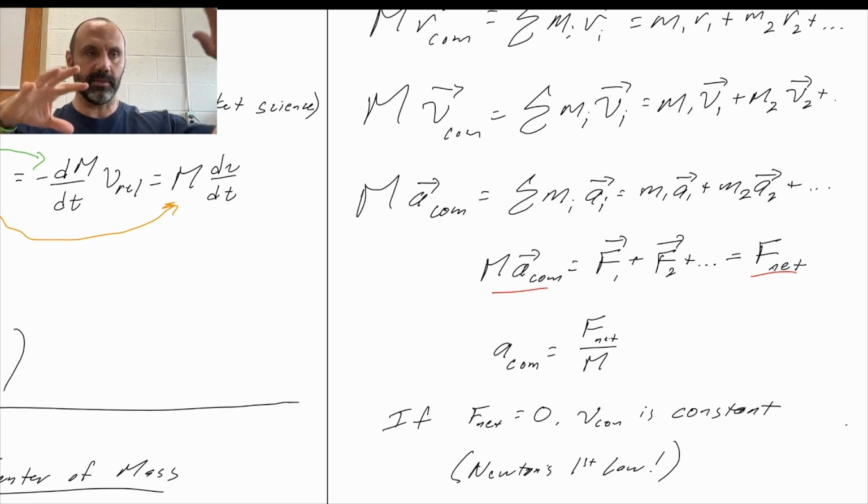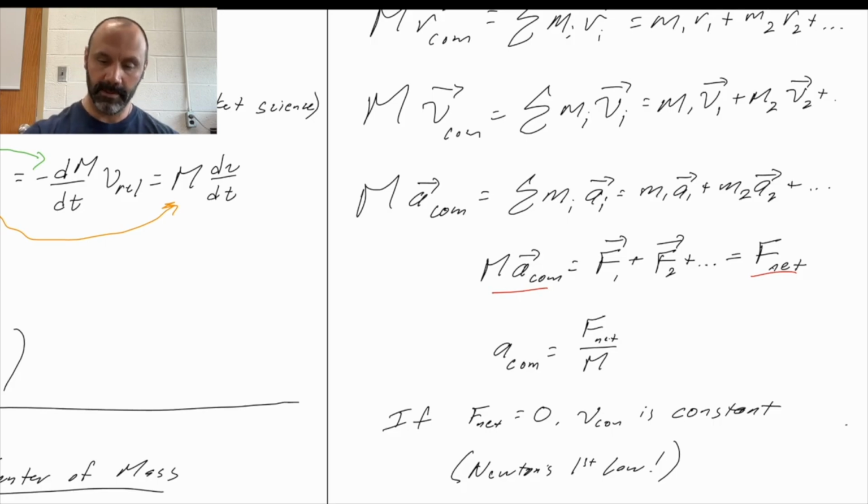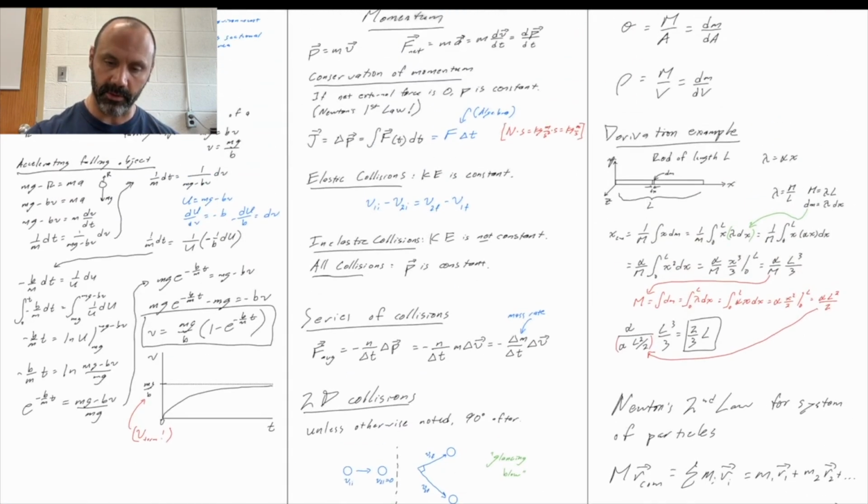So you can have all kinds of interactions, whole systems of particles. But as long as you can keep track of the center of mass and analyze that, then you can analyze what the outside forces are, etc. There you go. That's our unit 4, drag, momentum, and center of mass.